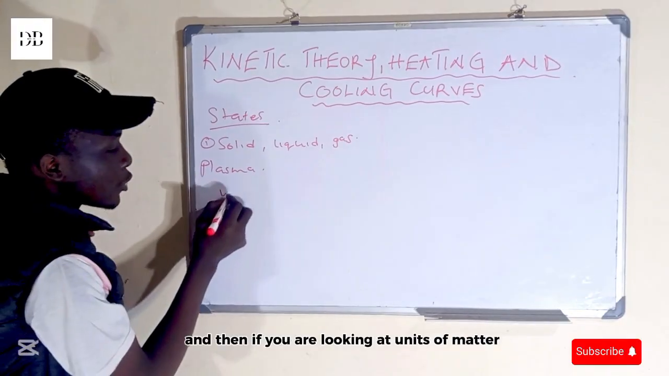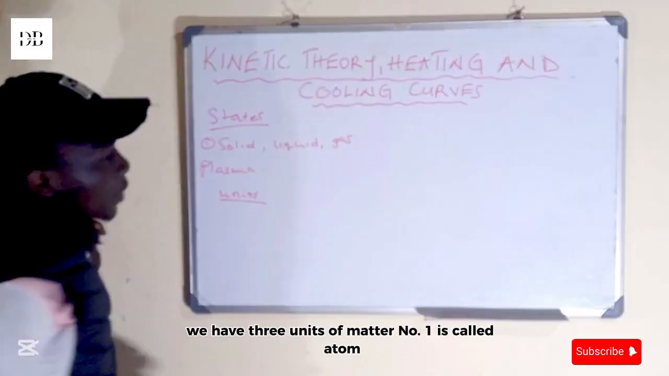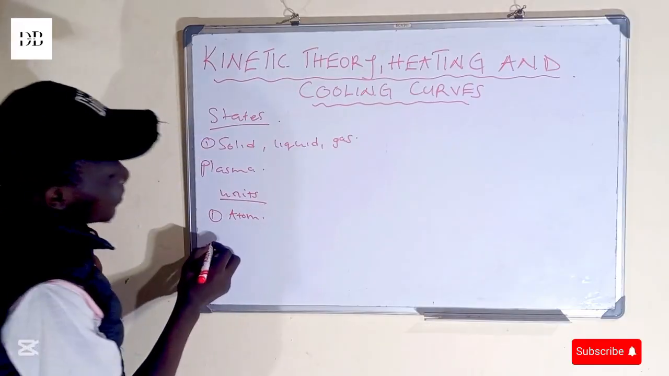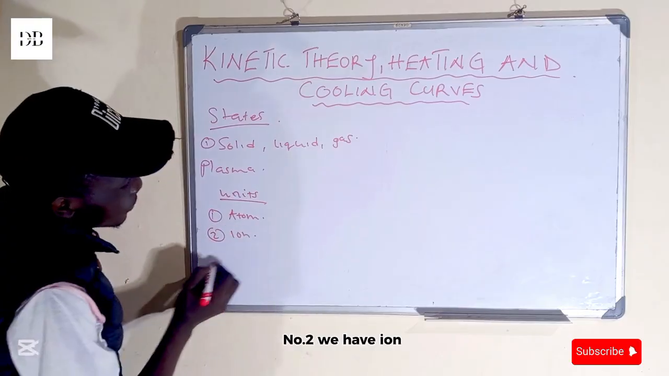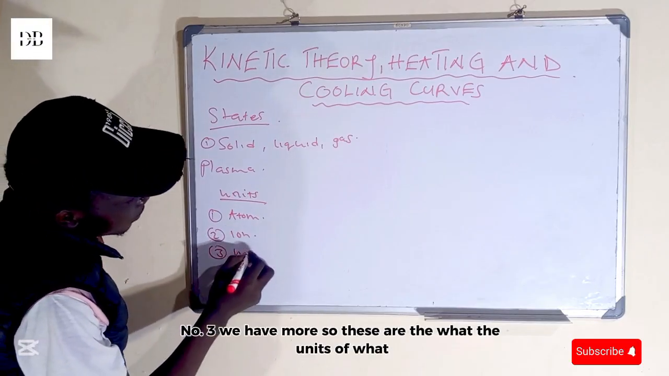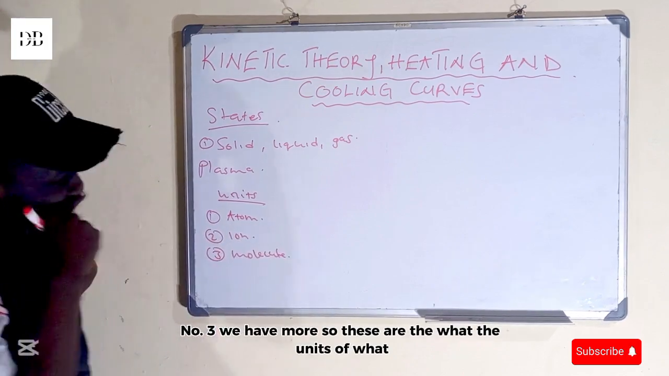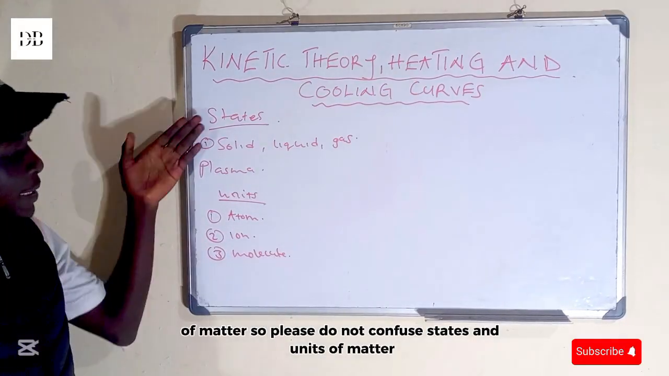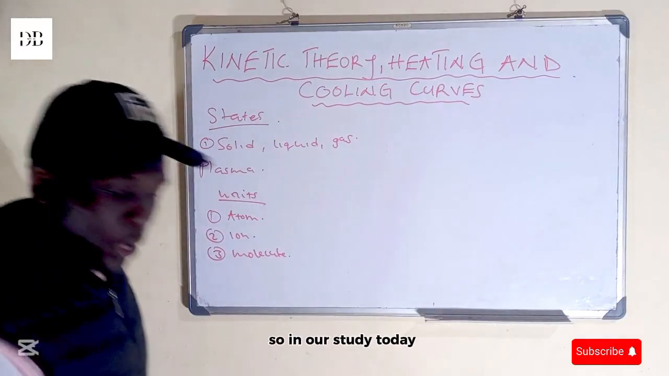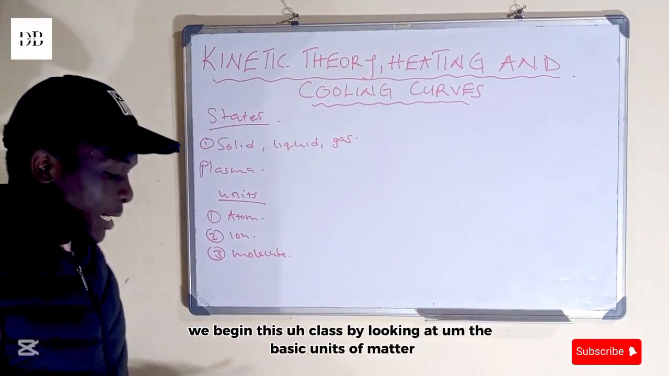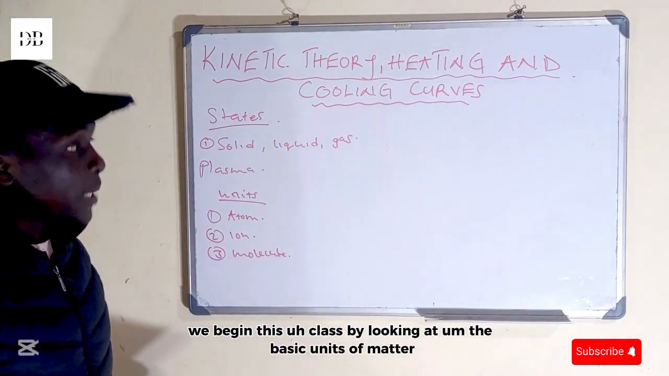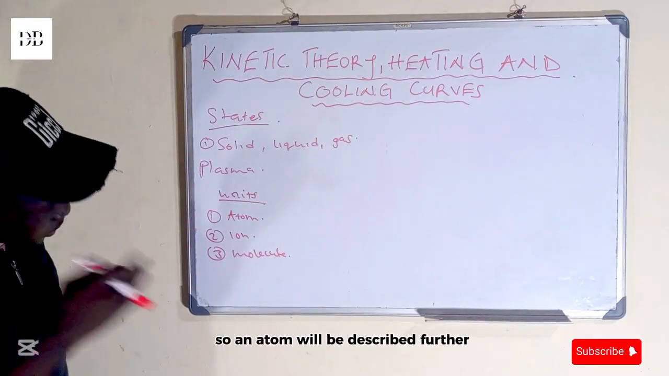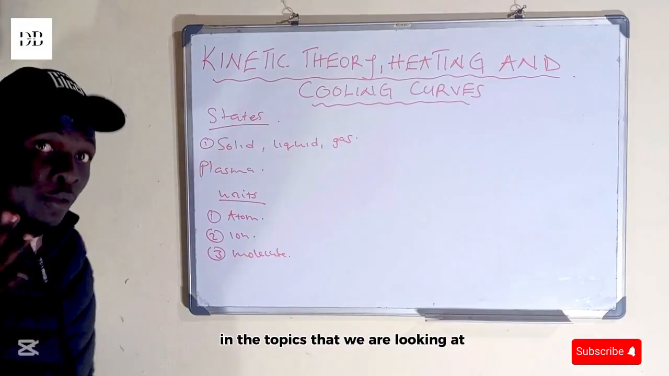And then if you are looking at units of matter, we have three units of matter. Number one is called atom. Number two, we have ion. Number three, we have molecule. So these are the units of matter. So please do not confuse states and the units of matter. In our study today, we'll begin this class by looking at the basic units of matter, which is atom, ion, and molecule.